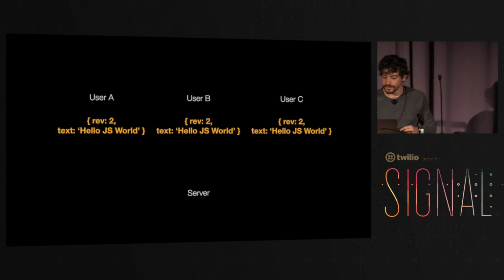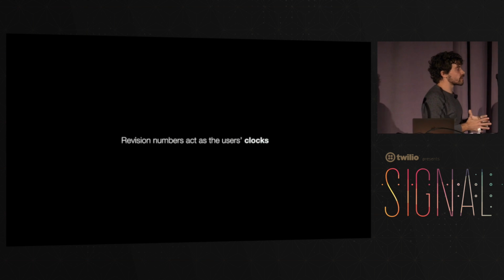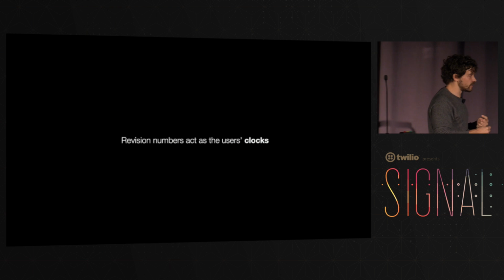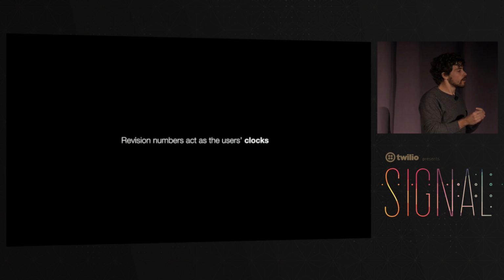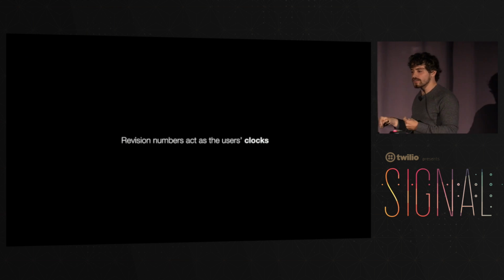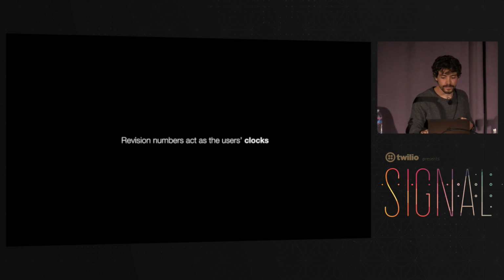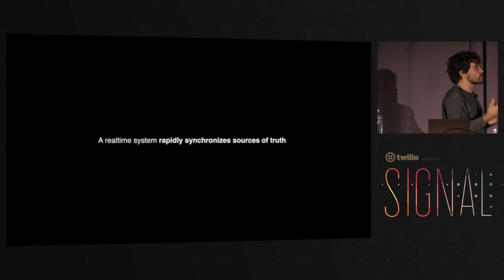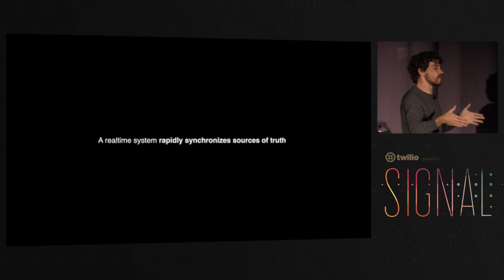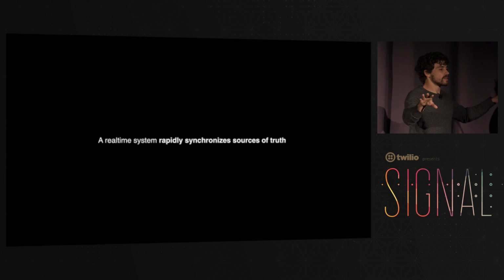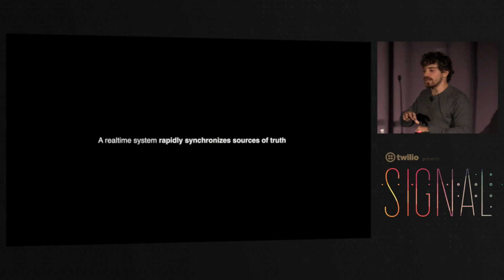I apologize. So it's worth now coming back to the idea of time and how we can think of synchronizing the clocks of the different users as they start making changes to the data. We can think of a real-time system as one that is actually rapidly synchronizing these sources of truth that are separated across distance and time. But in order to implement this effectively, we have to consider some caveats.